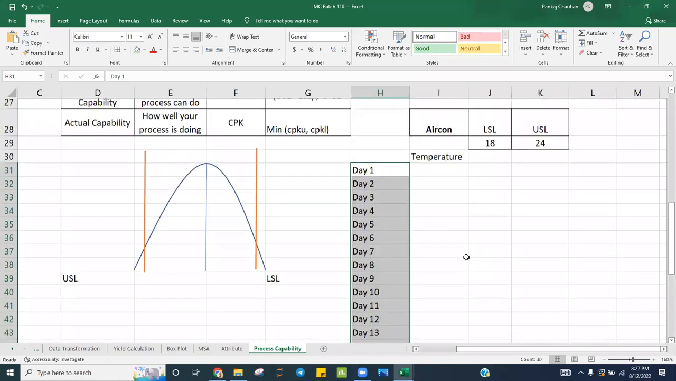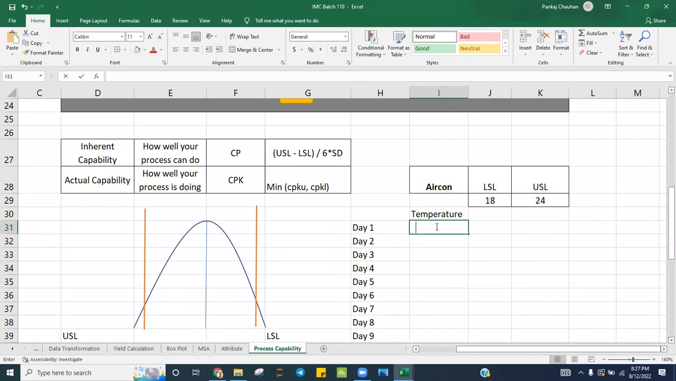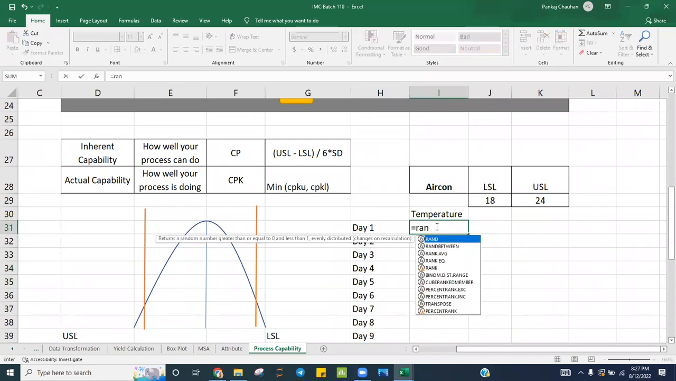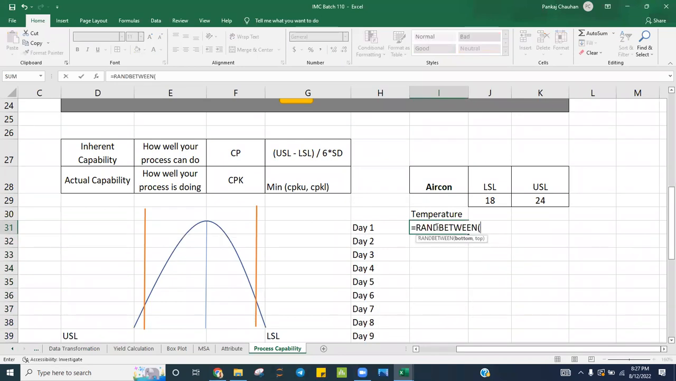Perfect. And let me generate some random data. Here is your random data. You got the temperature between 19 and, let's say, 25. 24, okay.